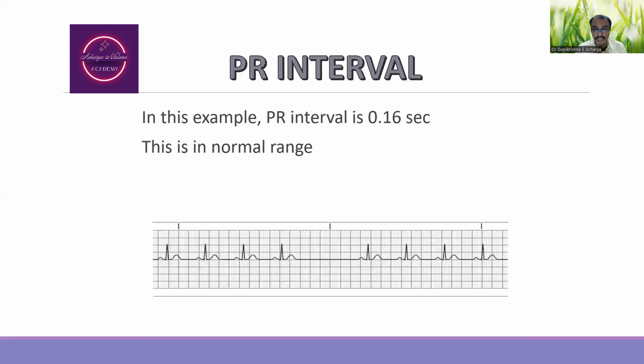Look at this particular example. Here the PR interval is 4 small squares, that is 0.16 seconds. A PR interval between 0.12 to 0.2 seconds is considered to be normal.